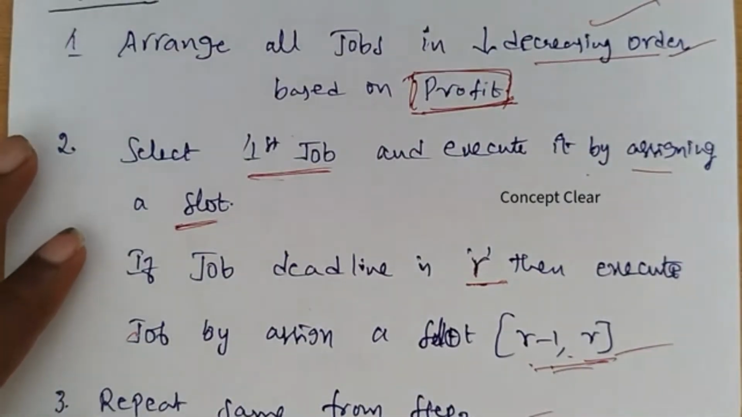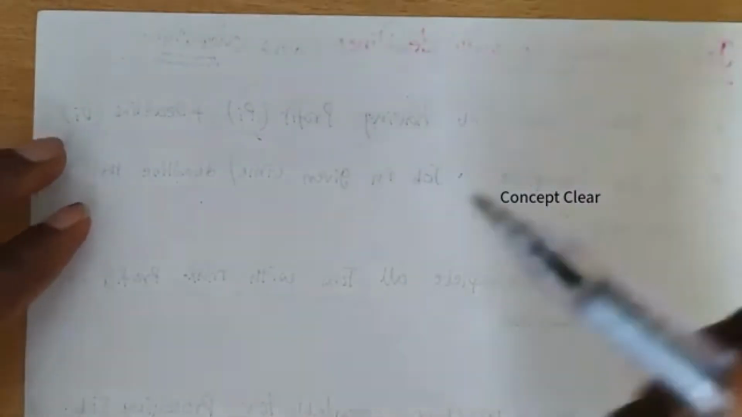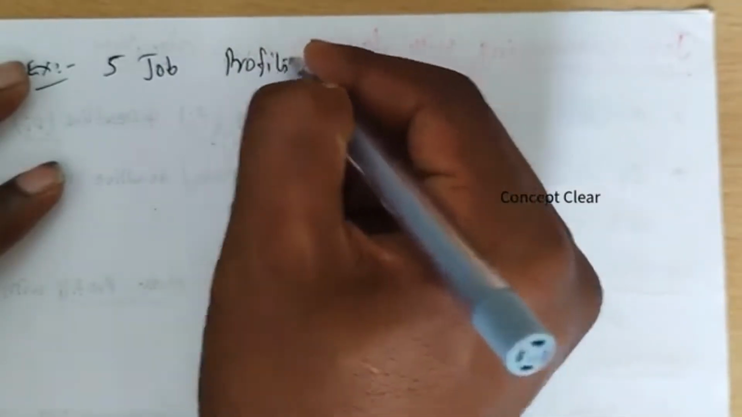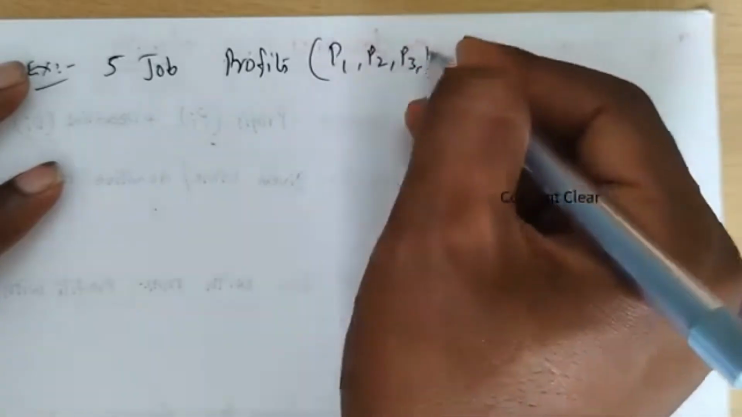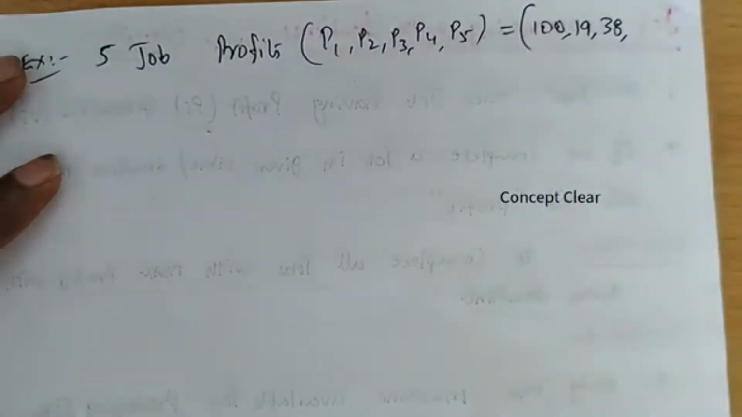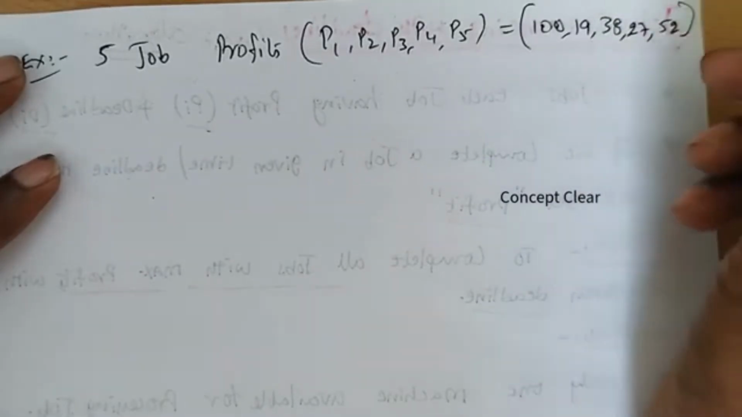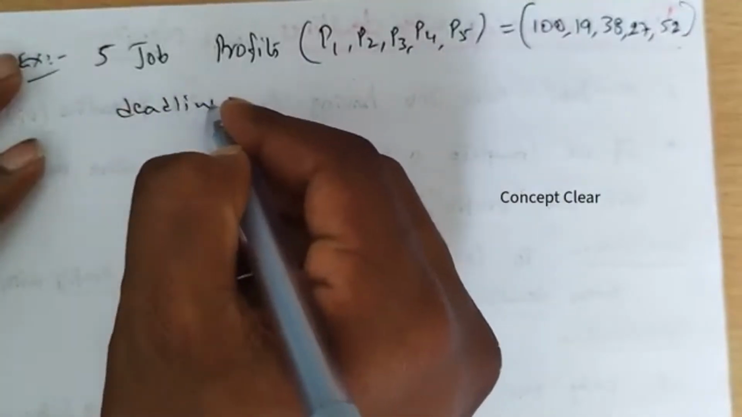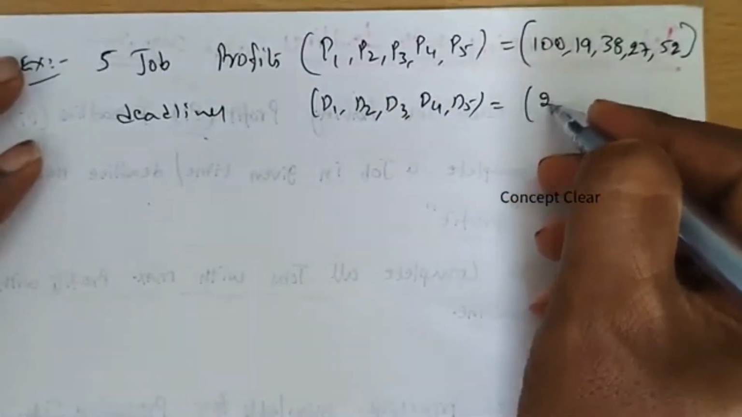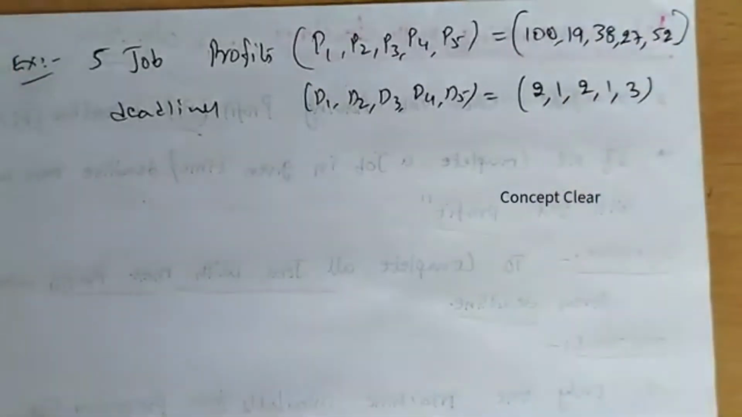Now we will take one example and work it out. In this example, I am taking 5 jobs, and the profits P1, P2, P3, P4, P5 have the respective values 100, 19, 38, 27, 52. These are the profits. And what about the deadlines? Deadlines D1, D2, D3, D4, D5 equal 2, 1, 2, 1, 3.